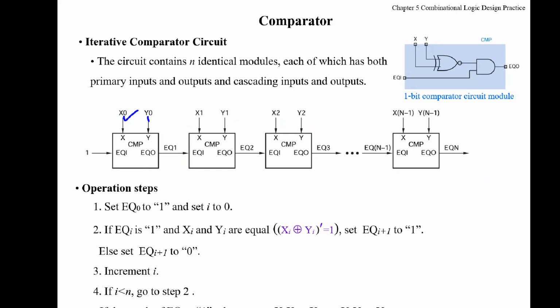But for example, if this one is same but X1, Y1 not the same, maybe 10 or 01, so the output of this one, what happened? 10, output of this is 0, right? So and anything is 0, this output then becomes 0. Okay, and what? Is 0 go to equal in, right? So it's 0, right? And anything is 0. That means your final result will be 0. So based on this technique, you can use the same module, okay, to do the comparative function for any bit of the data.